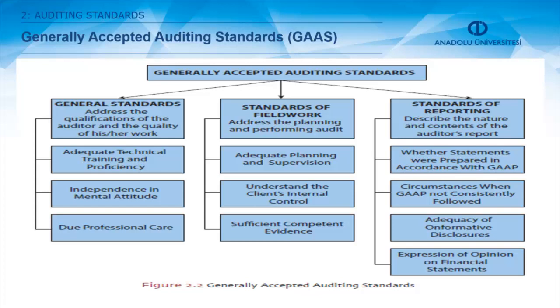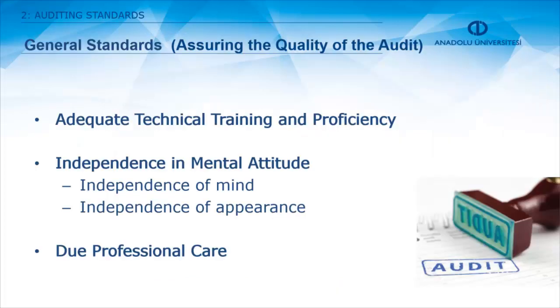You can see here there are 10 of them. There are three main groups under the generally accepted audit standards, and under these three groups there are 10 main standards that guide audit work and audit reports. And these are really important standard sets for the auditors.